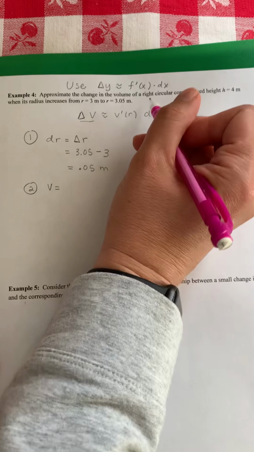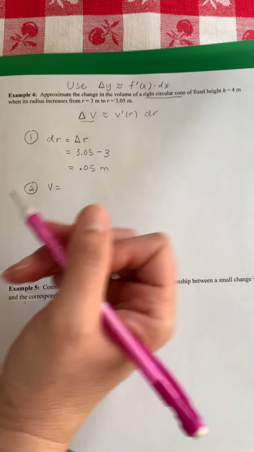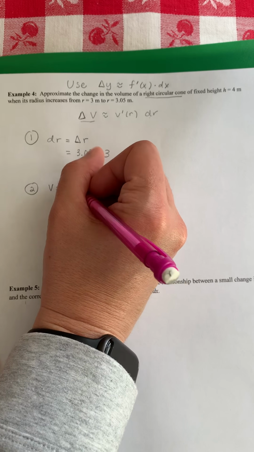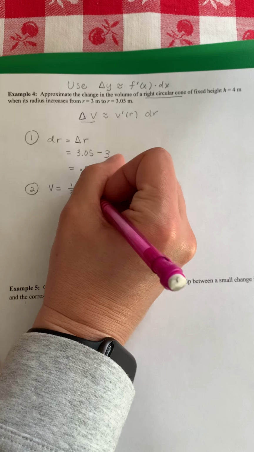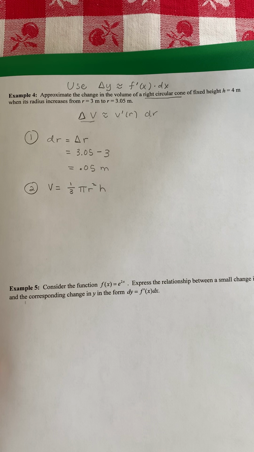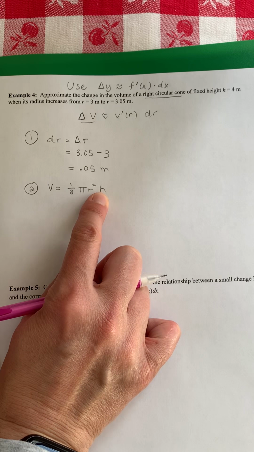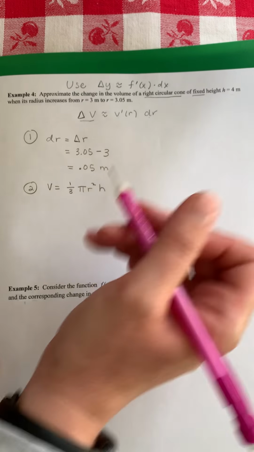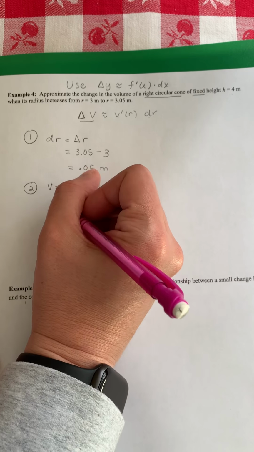Okay, now to do the derivative of the volume with respect to r, we first need the volume formula. Remember, we have a right circular cone. So we're dealing with 1/3 pi r squared h. We need to take the derivative with respect to r, but we have this h here. Well, the good news is it says we have a fixed height, so I can go ahead and plug in a 4 there.